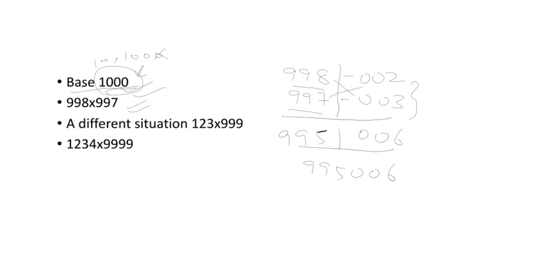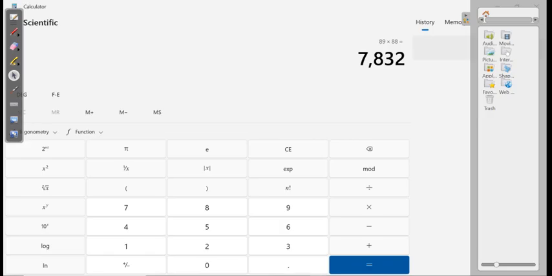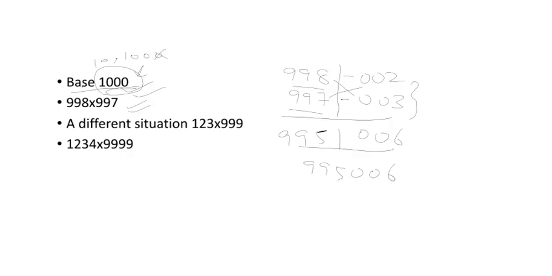Let me check with the calculator. 998 into 997. So the answer is 995006. Let me check. Yes, here we have obtained the result as 995006. Now we are going to handle a different situation.